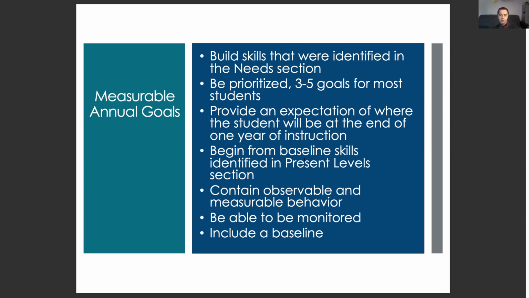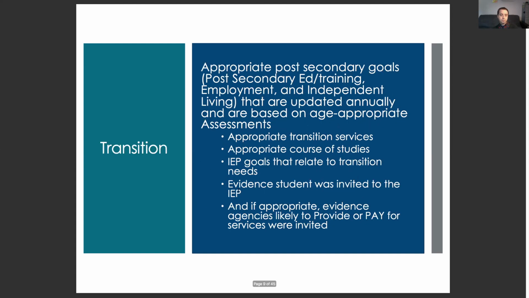We always want to make sure that we start with the baseline, and we always want to make sure that these goals are observable and measurable. We're also going to talk about transition in our review, and that makes sure that we focus on 3 areas of transition: education and training, employment, and independent living. We always need to start with the student's preference and interests, and we also want to make sure that we focus on assessments with the student's transition section there.